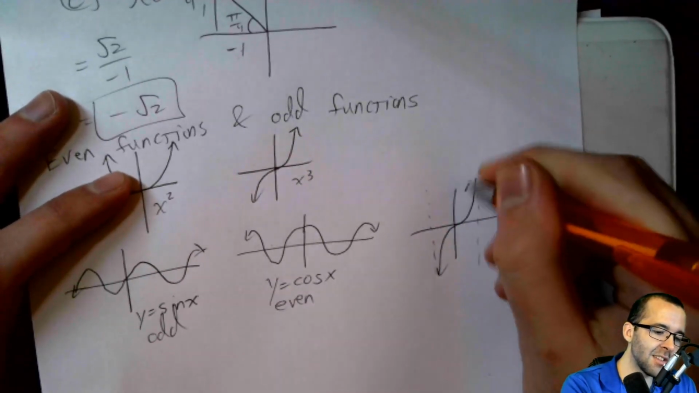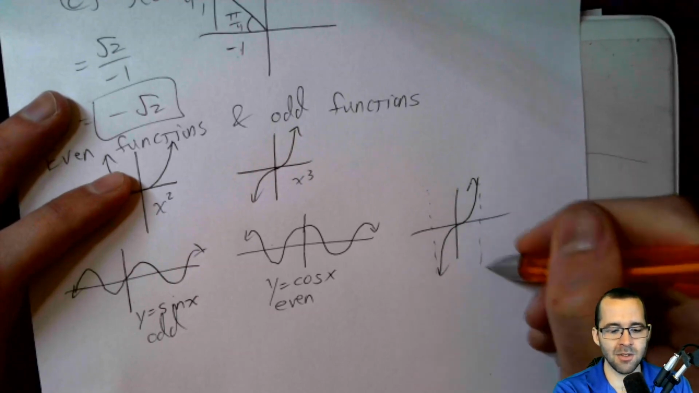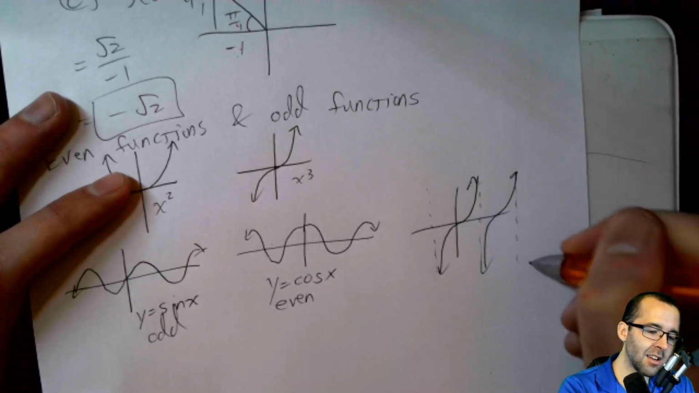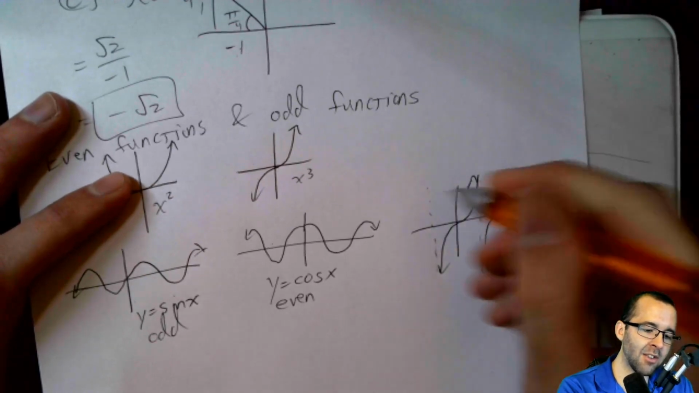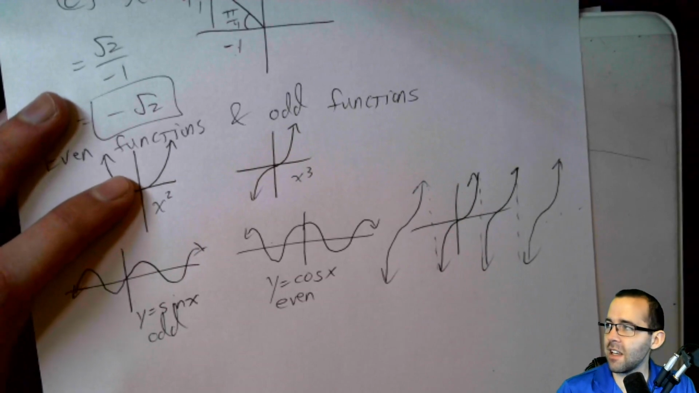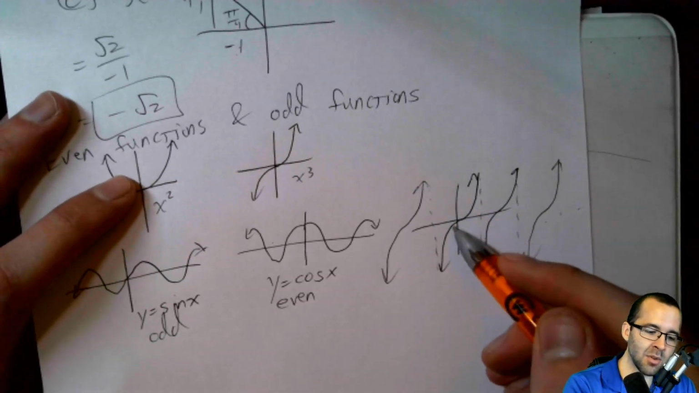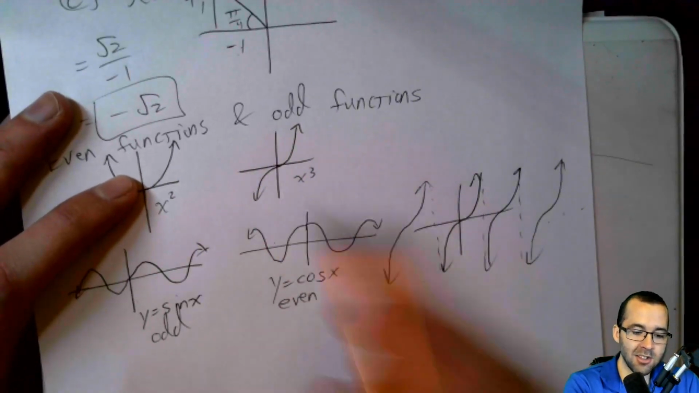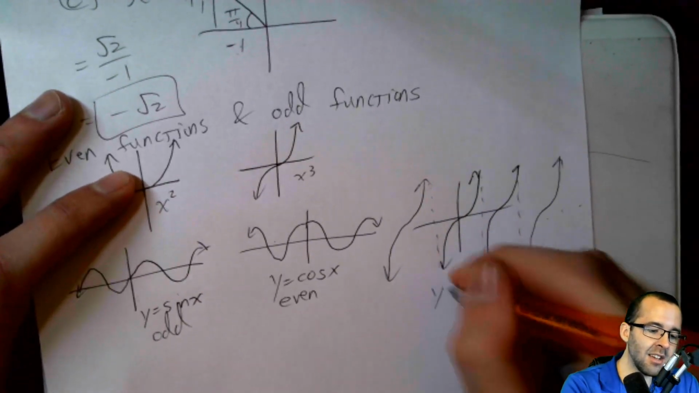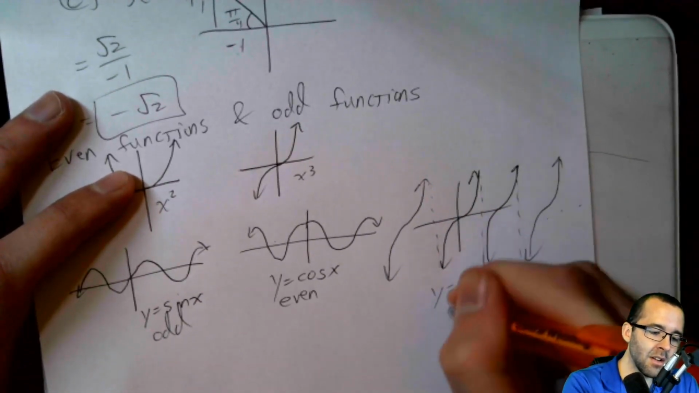But tangent looks very similar to a cubic function, but it has asymptotes. And has infinitely many asymptotes. And it just kind of keeps asymptoting forever. So it just does this forever. But again, we have that same sort of symmetry. It looks like a cubic. It's not, but it looks kind of like that. This is odd as well.